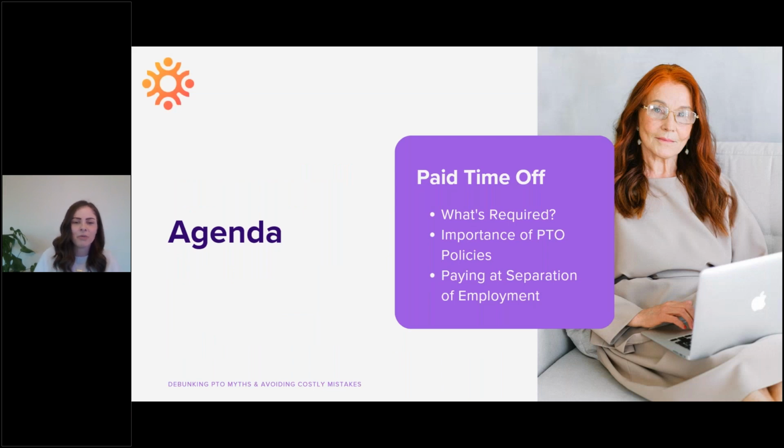So today we're going to focus again on PTO. First we'll go over what's actually required, the importance of having a policy in place in your employee handbook outlining everything, and then how to pay at separation of employment. So whether it's a termination or resignation, I'll walk you through the steps there.